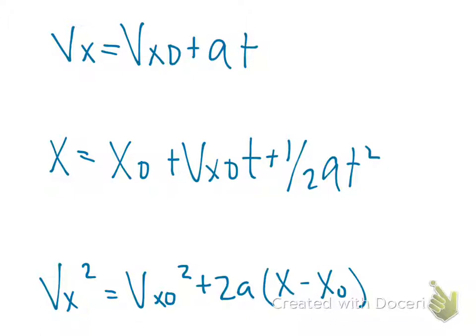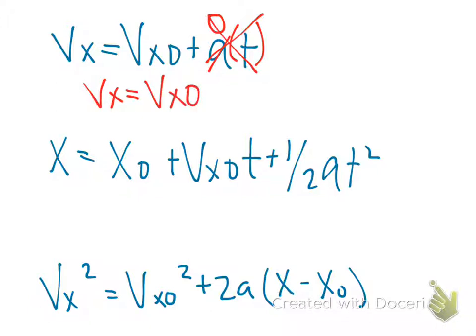Here's how it works. What do we know about the horizontal acceleration of an object? It's always 0. So if a is 0, anything times 0 is 0, which means that Vx is equal to Vxo. That's where your first equation comes from. There's no acceleration, which means final velocity equals initial velocity.